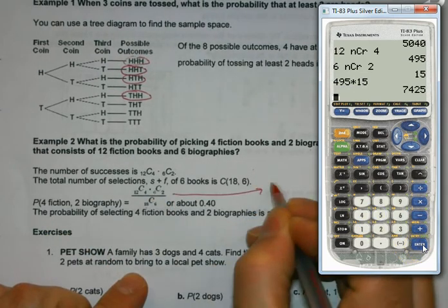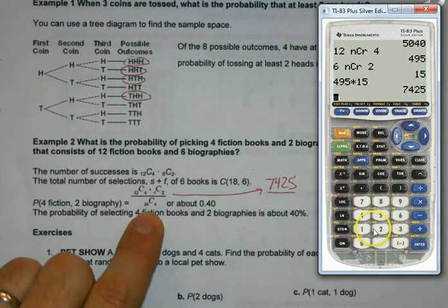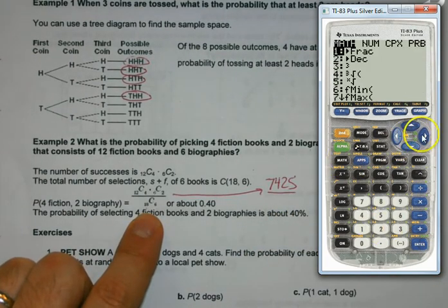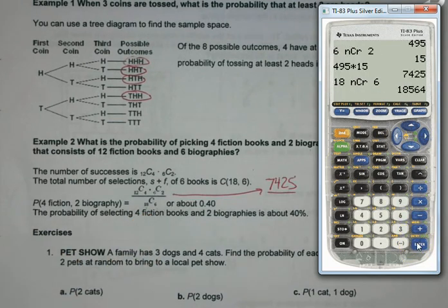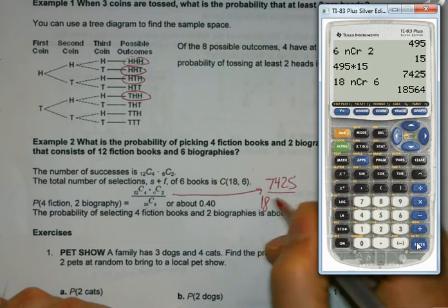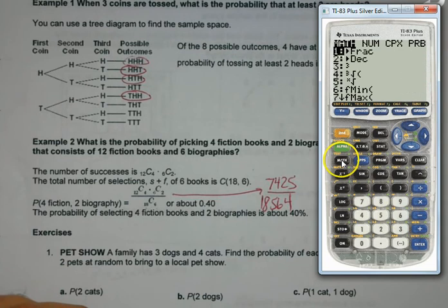So I'm just going to come over here. So my numerator would be 7425. And then I'd do the denominator. 18 pick 6. So 18,564 possible ways to pick 6 when I have 18 books. And depending on what you're asked, sometimes you may just be asked to put it in its simplest fraction form. And that's typically what I assume if they don't ask otherwise.